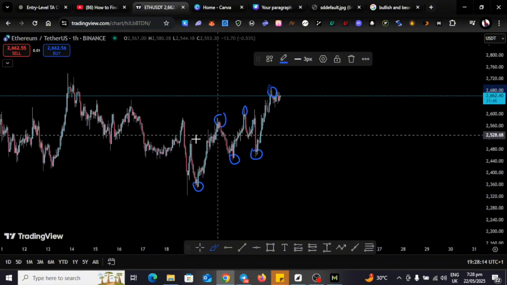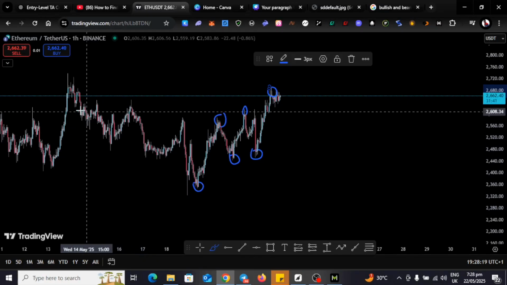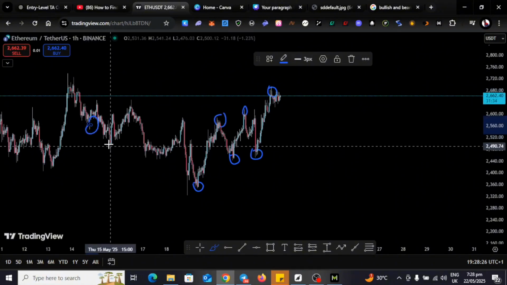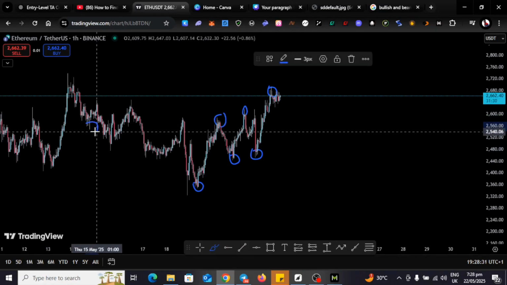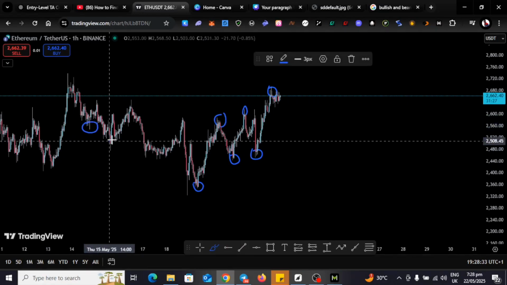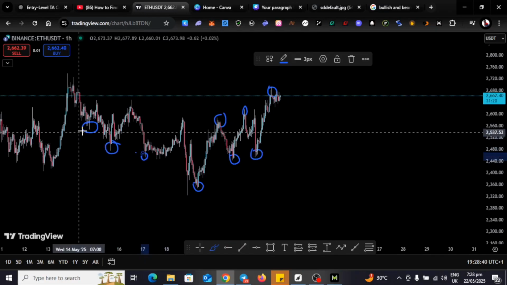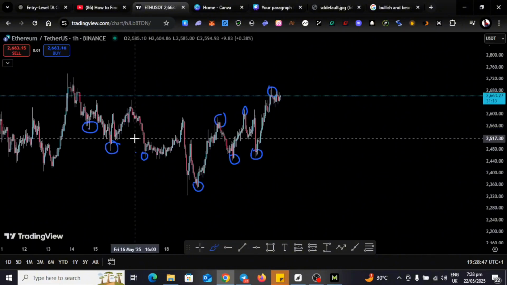Do you get it? Now, if you want to see lower lows, we can look at lower lows from here. This is a low, we can see this low here. I hope you are seeing. Then this is another low, and this is another low. This low is lower than this low, and this low is lower than this low. So that means it's creating lower lows.